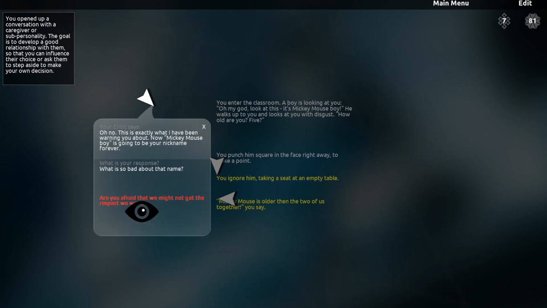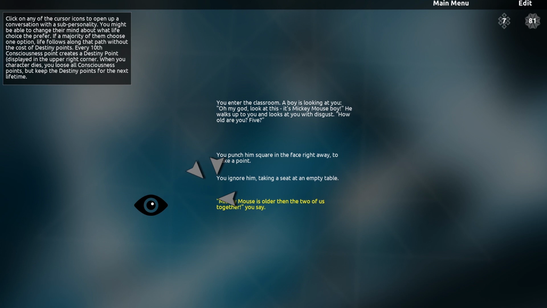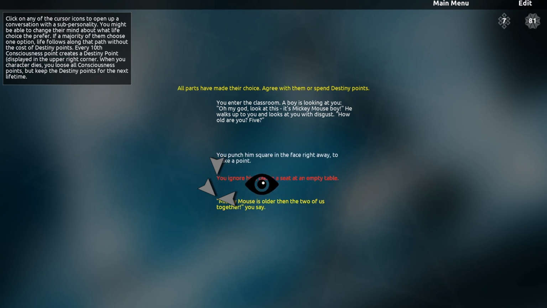Well, let's pick this. He says, yes, you need to do something so that everybody can see that you can fight back. We could suggest to punch him in the face. That would be another choice here. Or you could think of something smart to say. Or how about we also suggest something smart to say? Yeah, so now these two parts agree, and if the majority of the subpersonalities agrees, then that means we can pick that choice without cost of any destiny points.